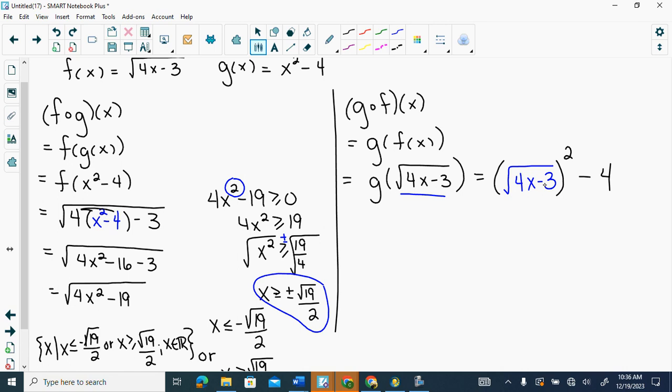So this will become 4x minus 3, the square and square root cancel, minus 4. And my answer is 4x minus 7. That is true. However, you need to follow behind with a restricted domain. Type this one into your calculator, 4x minus 7. Just type it in, I want you to see it.